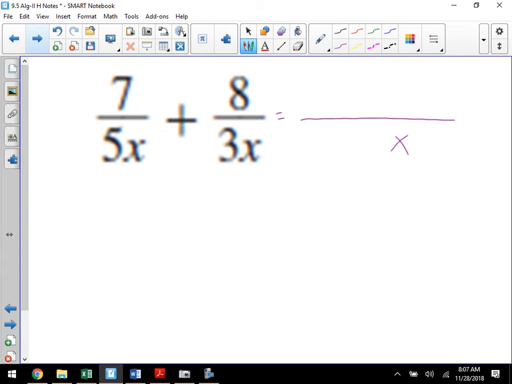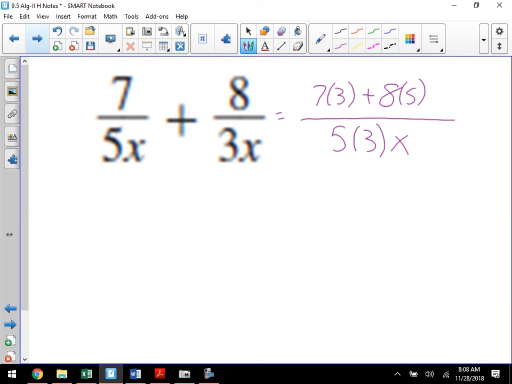Are 5 and 3 prime? Yeah. Okay. Fraction on the left, yes. The fraction on the left has a 5 and an x. What is it missing? 3. The fraction on the right has a 3 and an x. What's missing? 5.